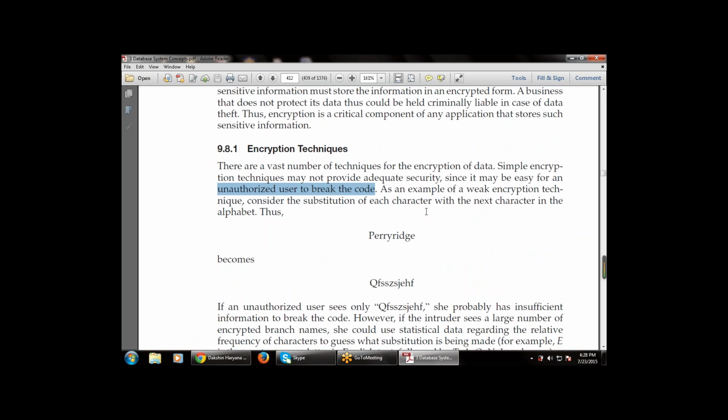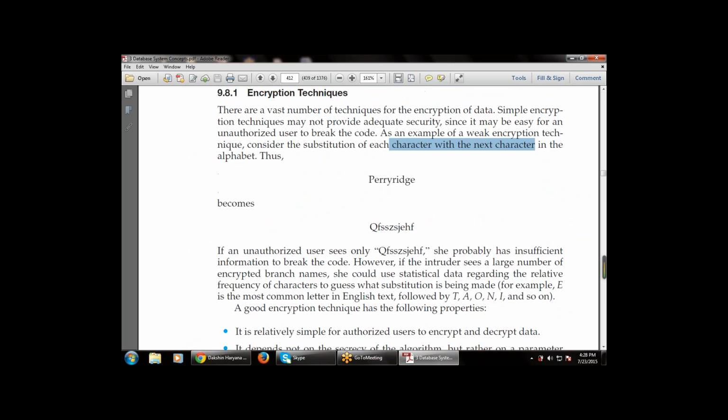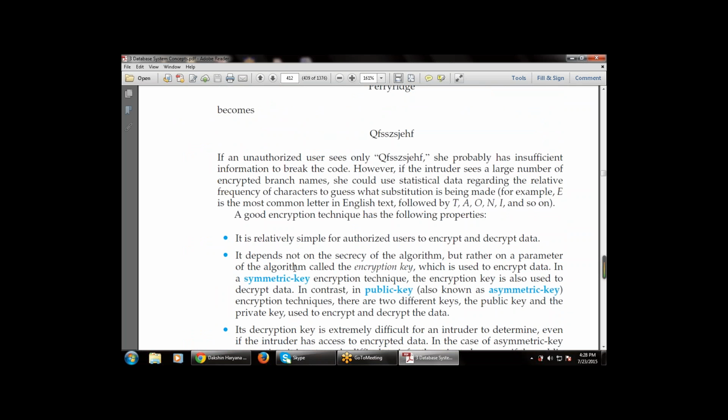In the case of weak encryption techniques, consider replacing each character with the next character in the alphabet. It is very easy to break such encryption and convert the new form back into the original form. For example, one example given is changing each character into the one character above it.